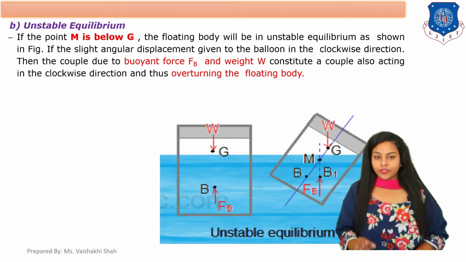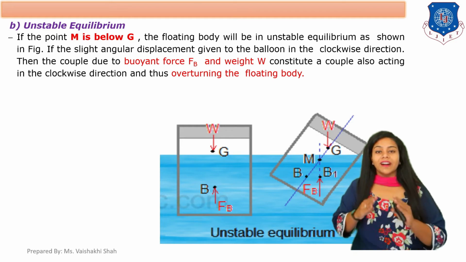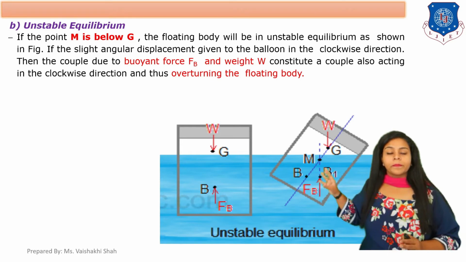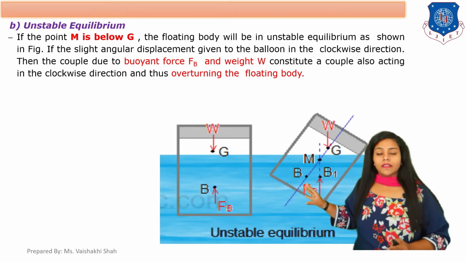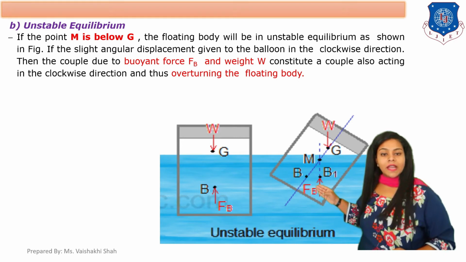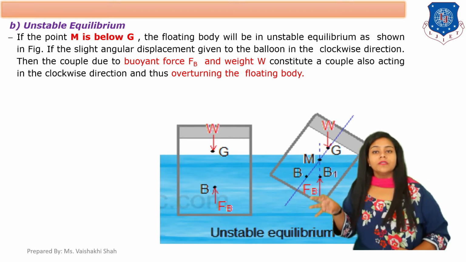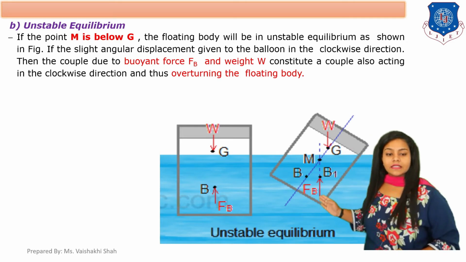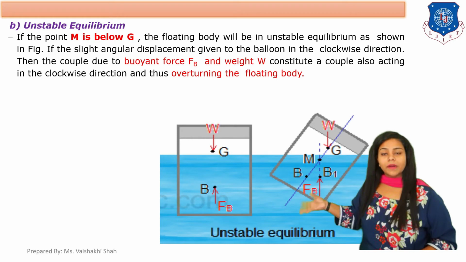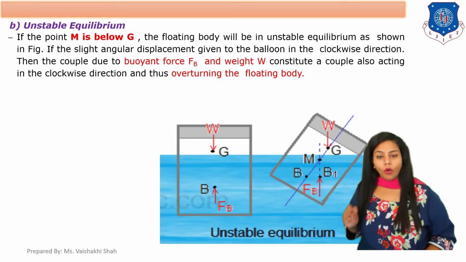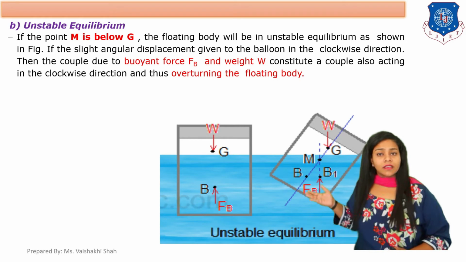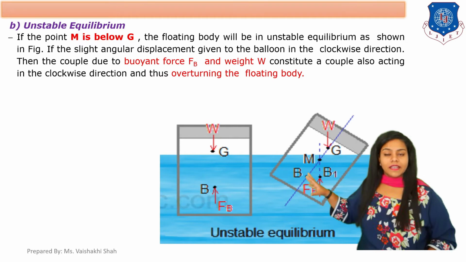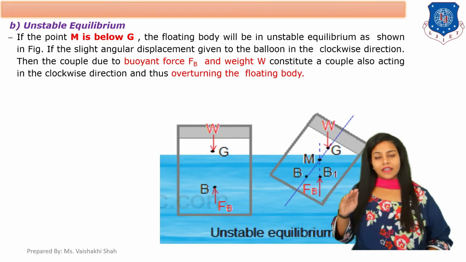So if M is below G, the floating body will be in unstable equilibrium. If you give a small angular displacement in the clockwise direction, then the buoyant force Fb and W form a couple also in the clockwise direction. In this case, W and Fb form a couple in the clockwise direction only, so overturning is possible for the floating body. In this case, there are so many chances that it overturns.